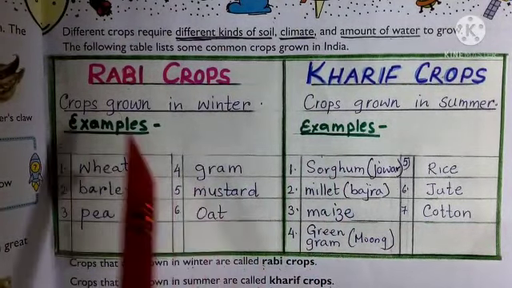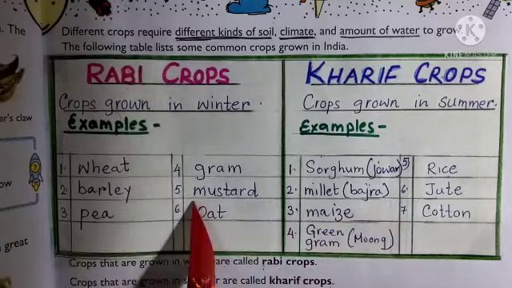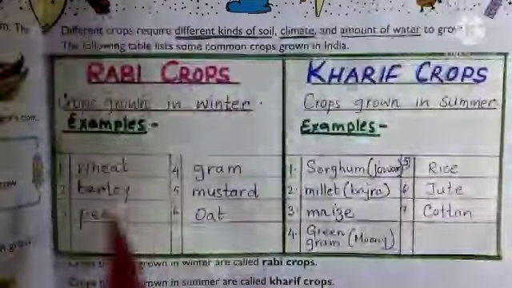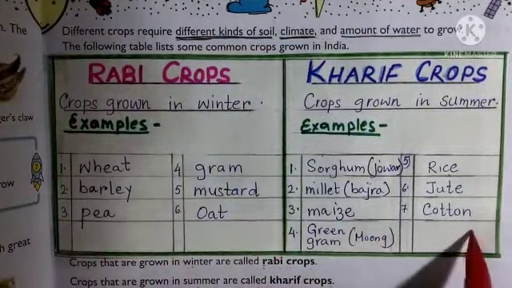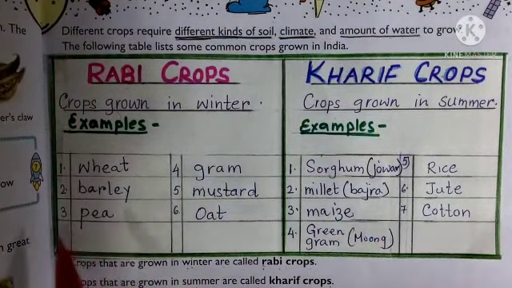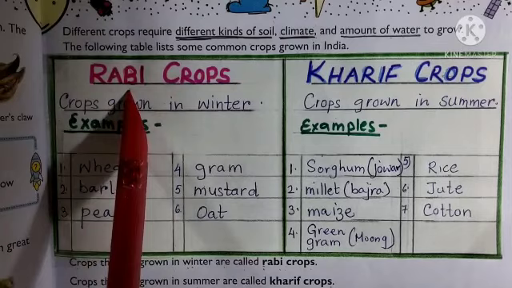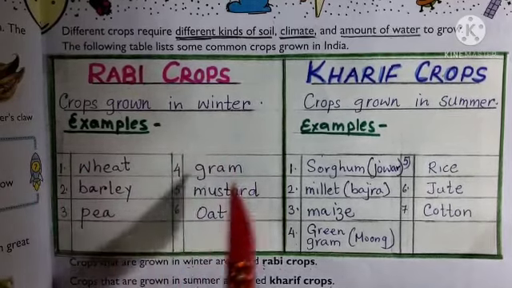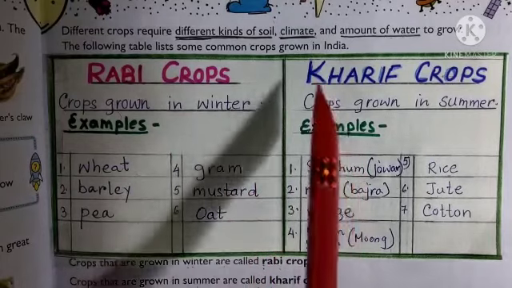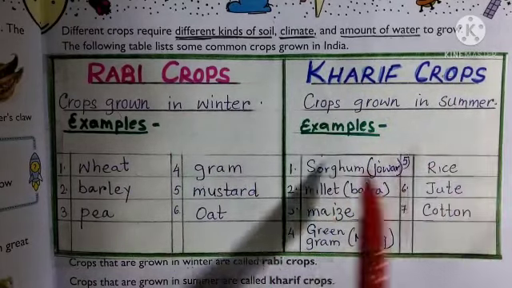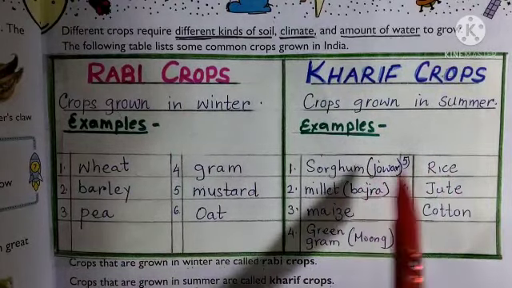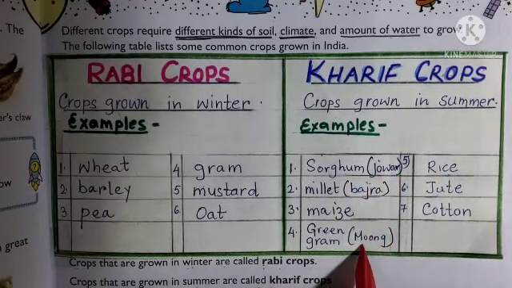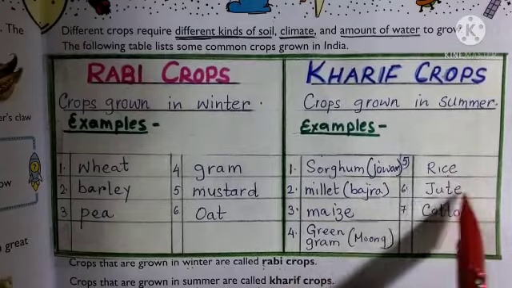Whenever you come across such kind of tables, you can make your own extra note and stick it here. I have always suggested you to make notes or write short answers and stick them in the page. You can also make it like this. See, I have made Rabi crops, crops grown in winter, and their examples are wheat, barley, pea, gram, mustard, oats. Kharif crops, crops grown in summer. So examples are jowar, sorghum, bajra, millet, maize, moong, green gram, rice, jute, cotton.